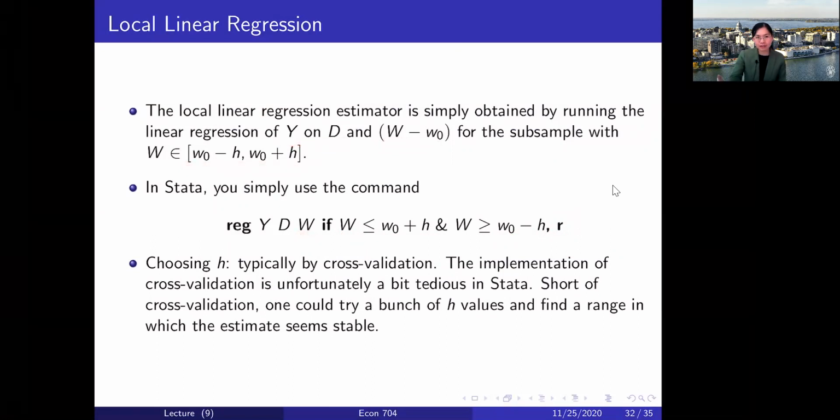And the assumption here is that on this small interval, E[U given W] is close to being linear. And that is typically reasonable because if E[U given W] is a smooth function, let's say suppose E[U given W] is something like this. And suppose the threshold is here, suppose that is W0, then overall this E[U given W] is not linear.